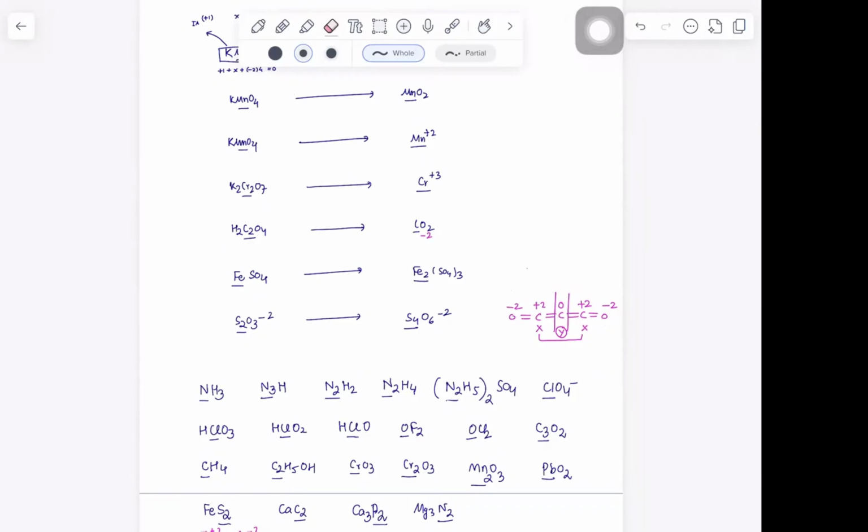Is it visible? So write the oxidation state for the underlined element. Just for practice, do it. You take 5 minutes, then we discuss from there.